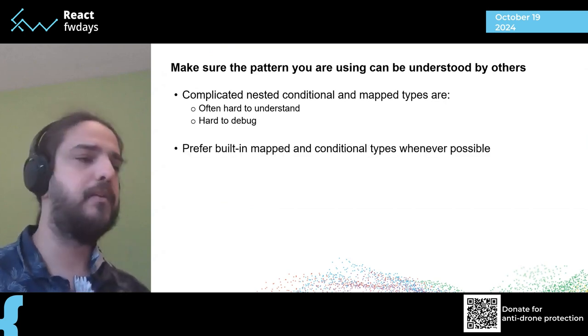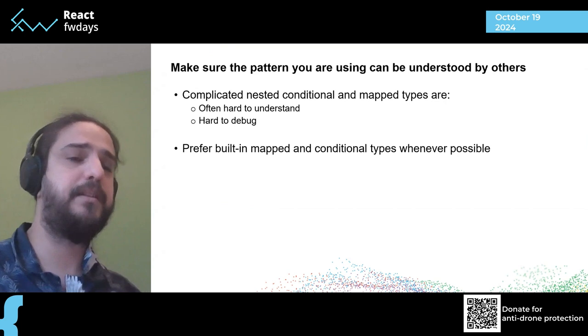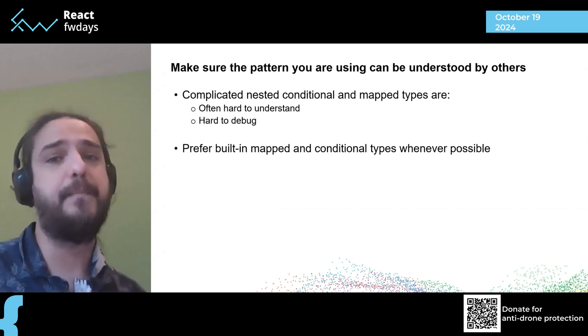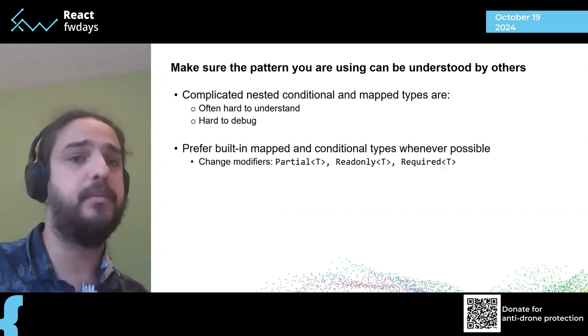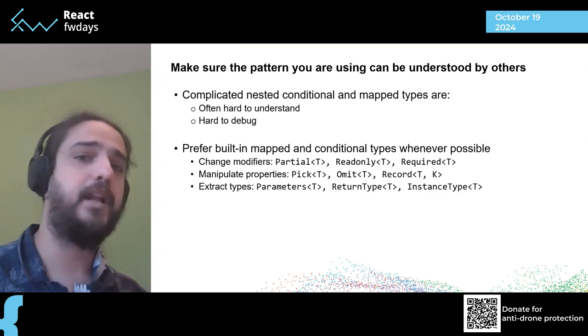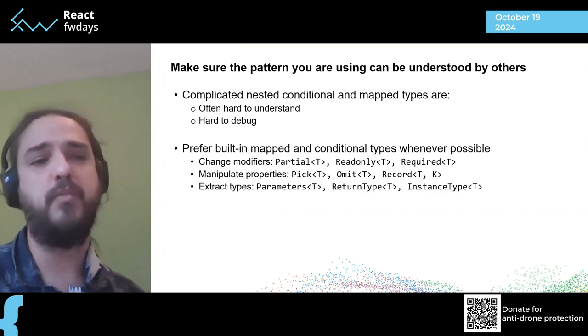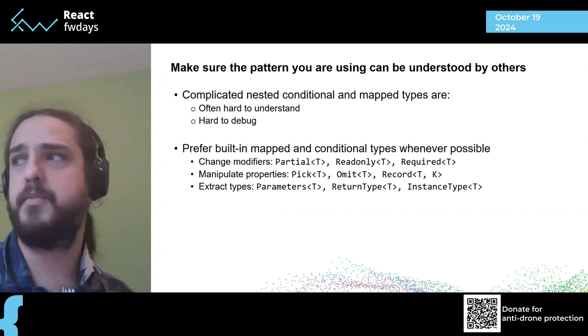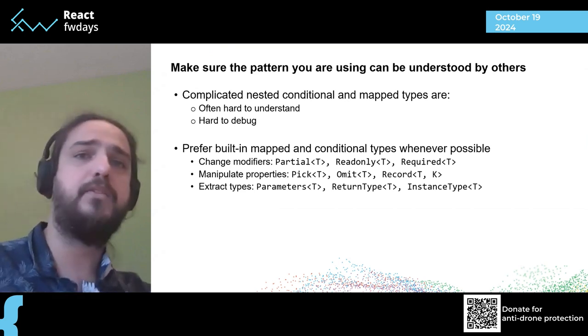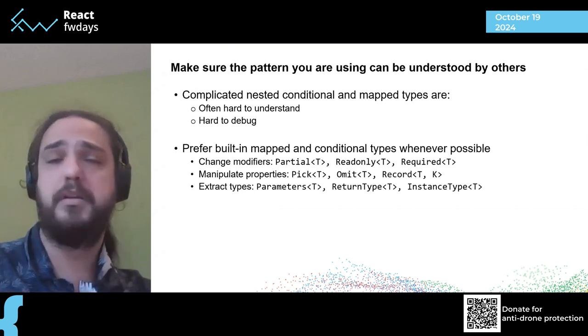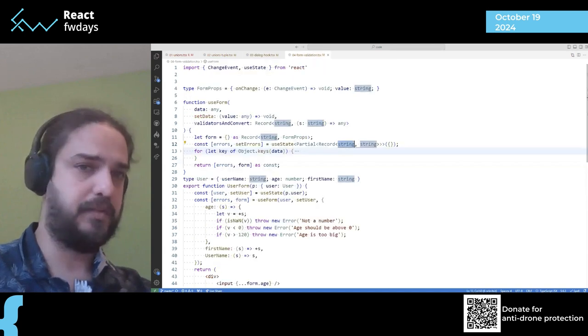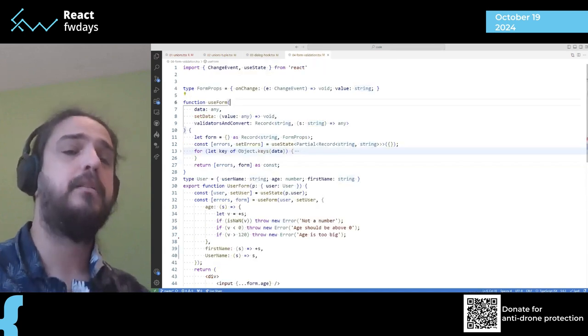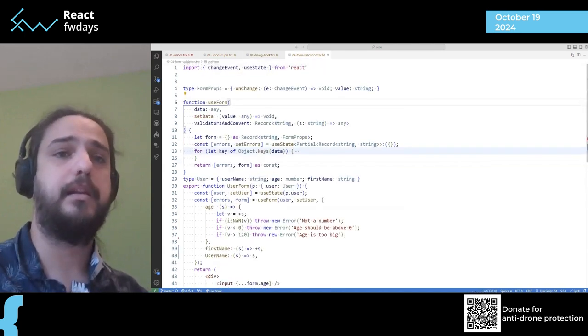So, if you're thinking of doing something more complicated, the best thing is, first of all, to prefer the built-in mapped and conditional types wherever that is possible. And there are lots of types that can help you with that. For example, there's types to change modifiers, there's types to manipulate properties and extract types from other types. And let's look at an example of how close the built-in ones can get us to something that we want.